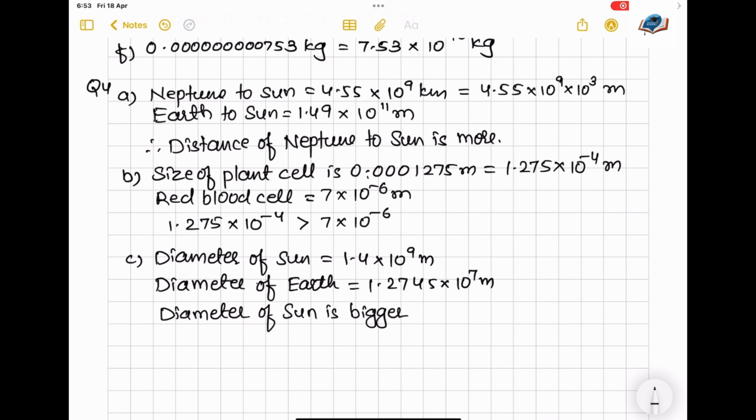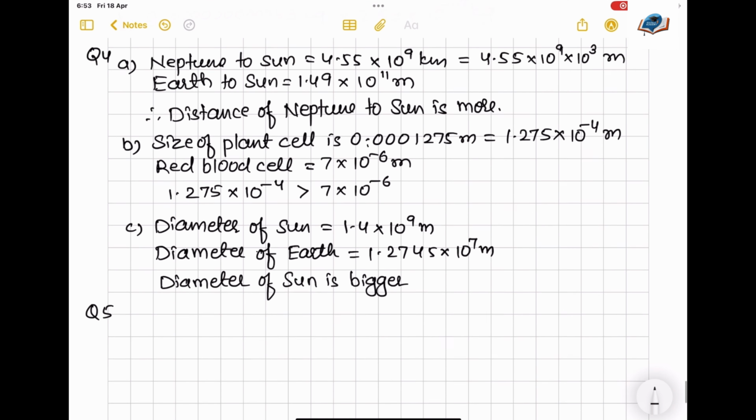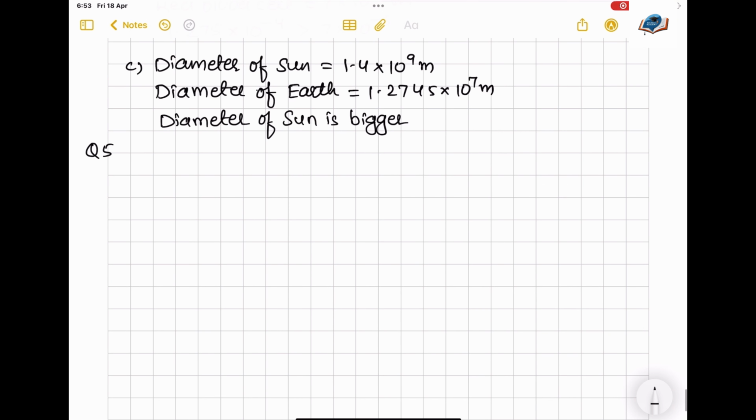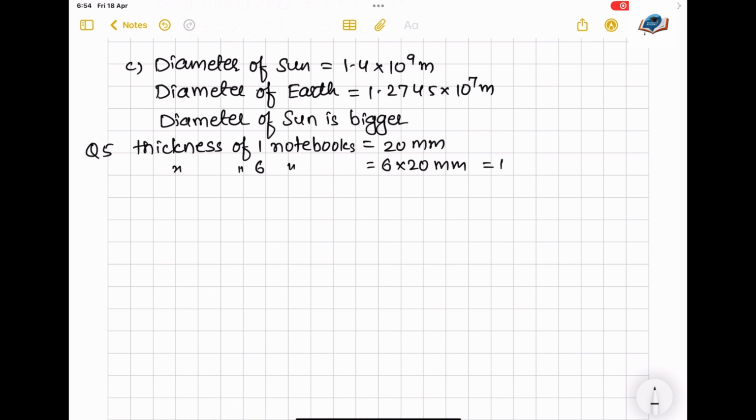Now, last question, question 5. It says, in a shelf there are 6 notebooks, each of thickness of one notebook equal to 20 mm. So thickness of 6 notebooks will be 6 into 20 mm. So that is 120 mm.